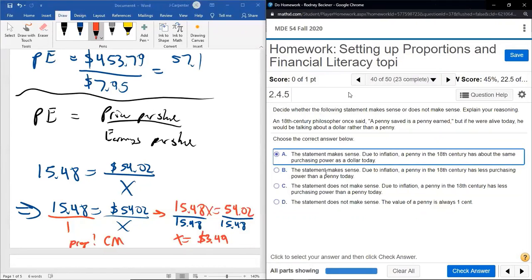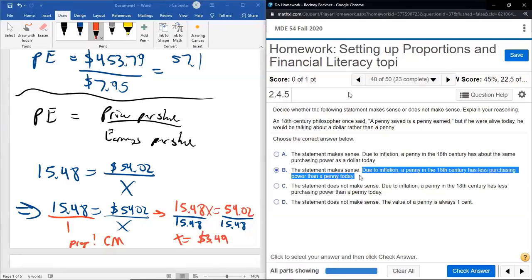They're meant to make you think, and a lot of them are designed so that it seems like two answers could be right. So the statement makes sense: due to inflation, a penny in the 18th century has less purchasing power than a penny today. Now, this statement that I'm highlighting is accurate.